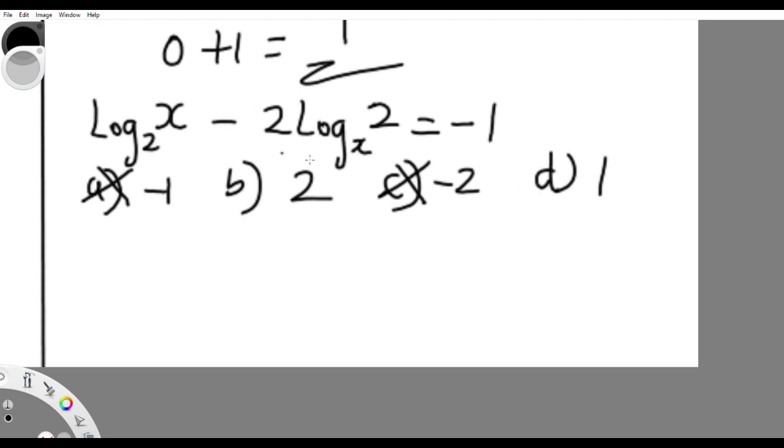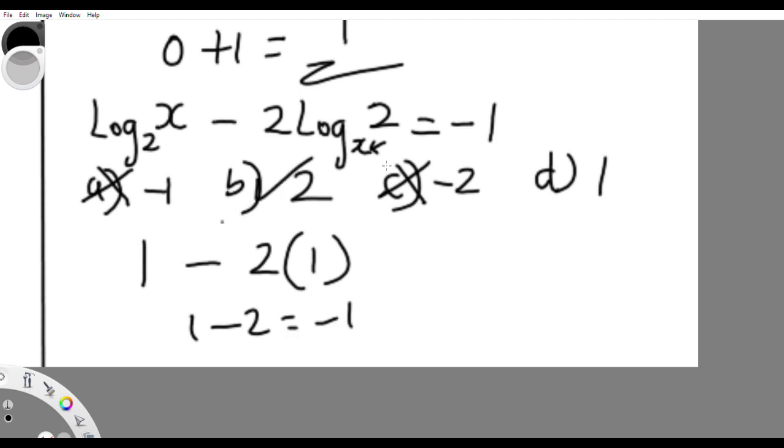So let's try for this. Now log 2 base 2, that's 1. Remember, I'm doing it mentally. If I put 2 here, log 2 base 2 is 1. If I also put the 2 here, it's still log 2 base 2, which is still another 1. 2 times 1, and what is 1 minus 2? Minus 1. This is the answer. Straightforward. You've solved it very easily. That is that for the shortcuts on indices and logarithm.